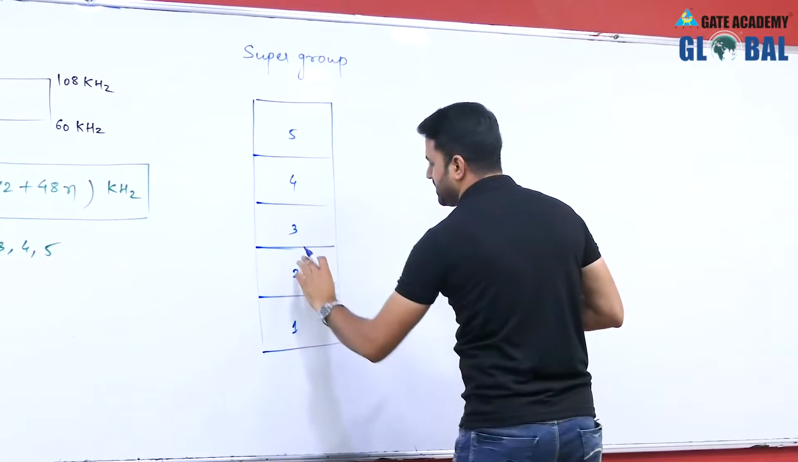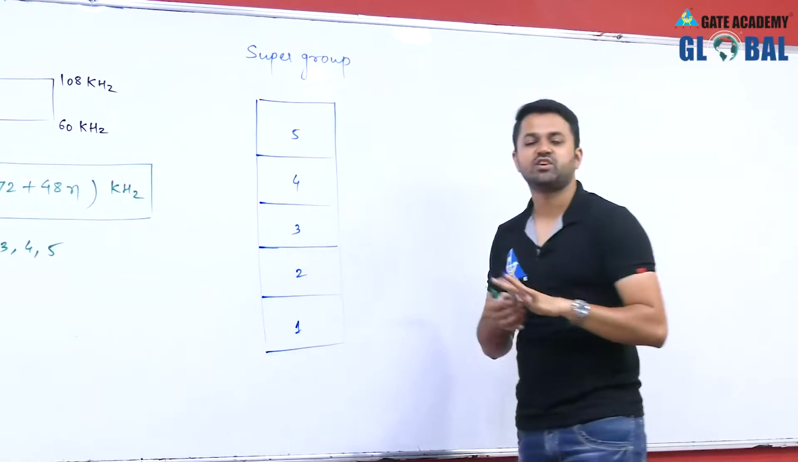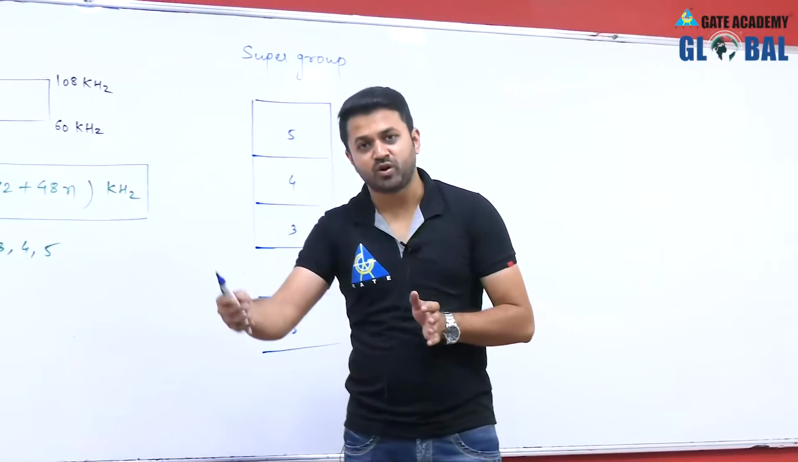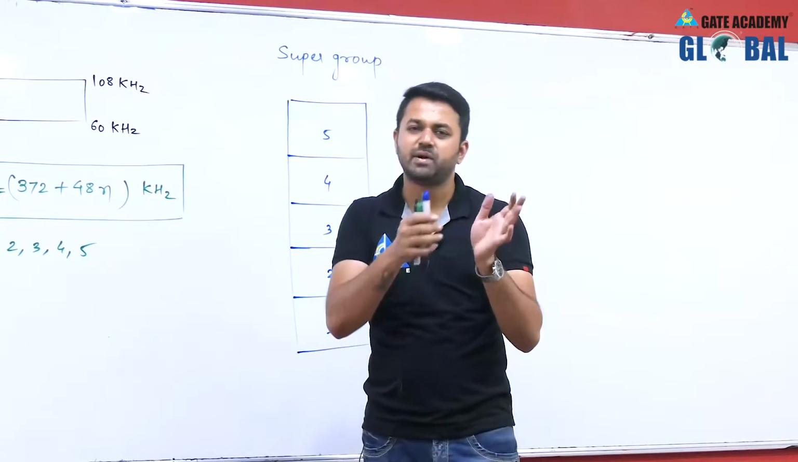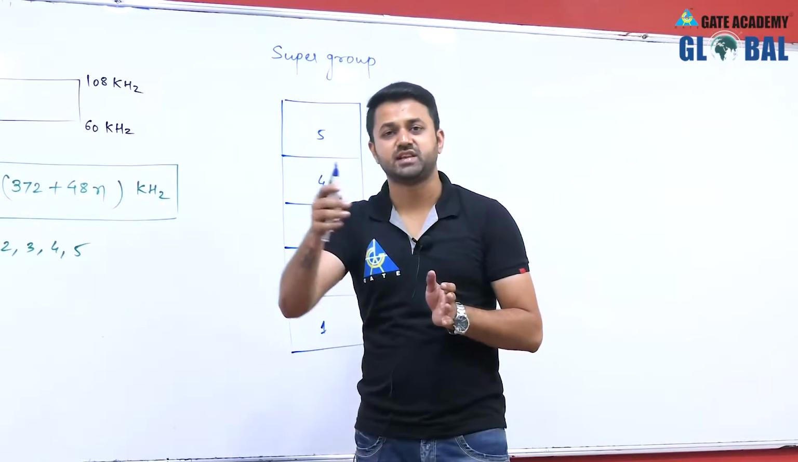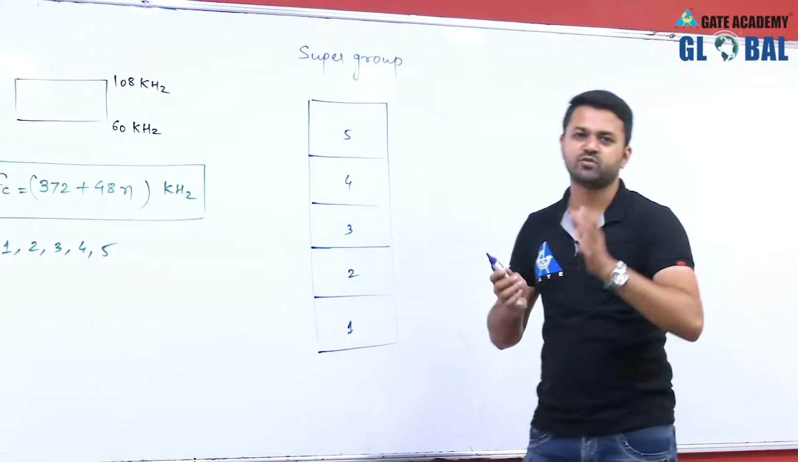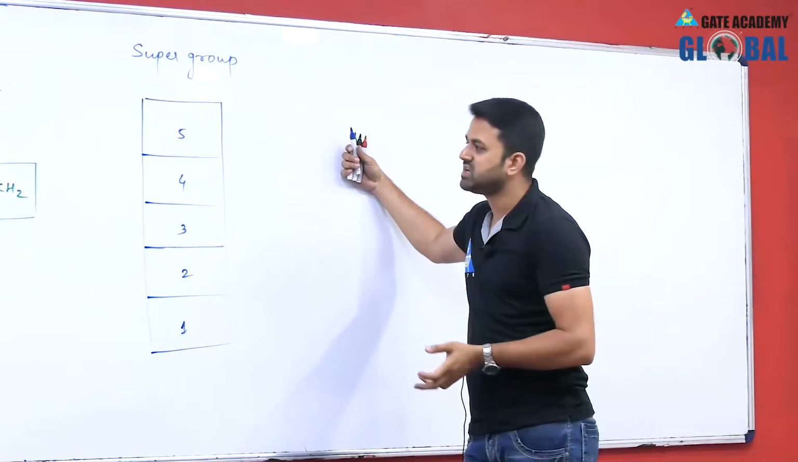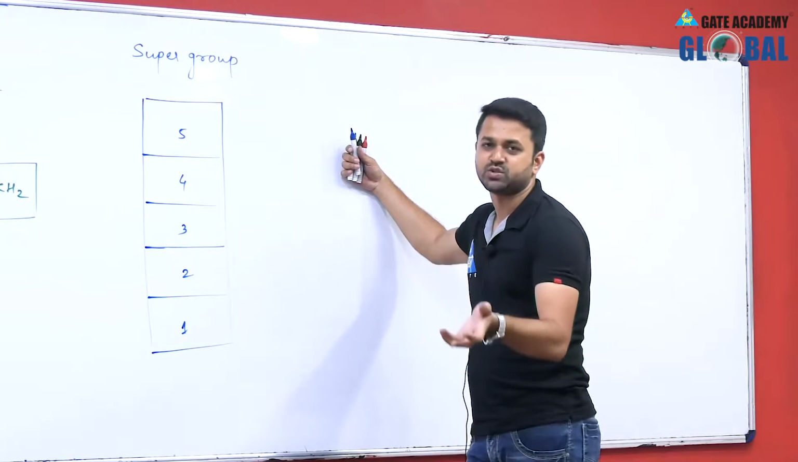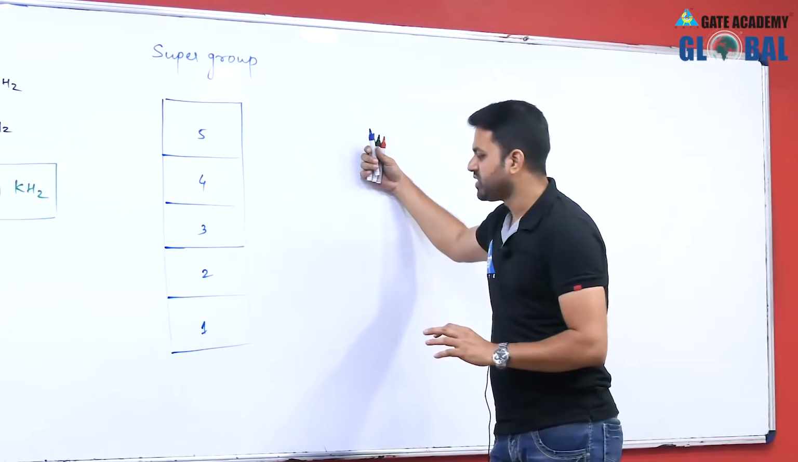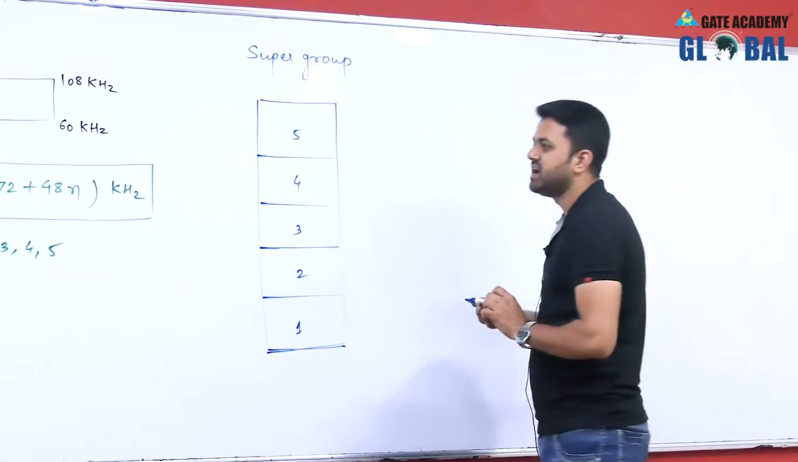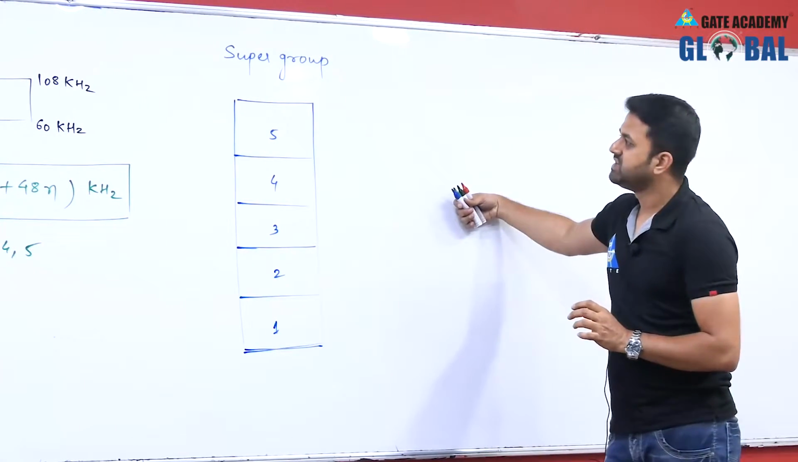Now we will call it a super group. The combination of 5 basic groups is called super group, and after super group we have master group and so on. So the modulation is happening in multiple stages, but we have to remember only up to the super group. There may be more values, super group, master group and so on, but we do not need to go up to that value.